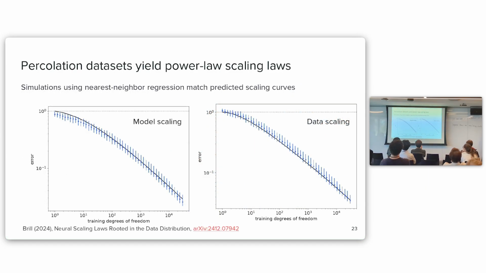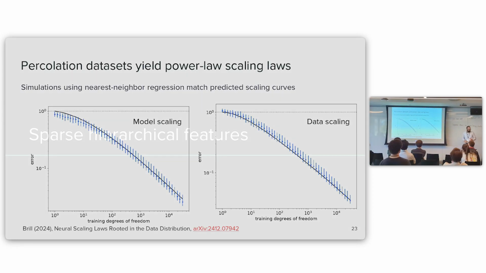And here is just a plot showing what scaling laws you would expect by learning this model, where we have power law features, but each one is a low dimensional manifold. The black line is the theoretical prediction, and the blue points are simulations using a nearest neighbor regression model, and they agree.